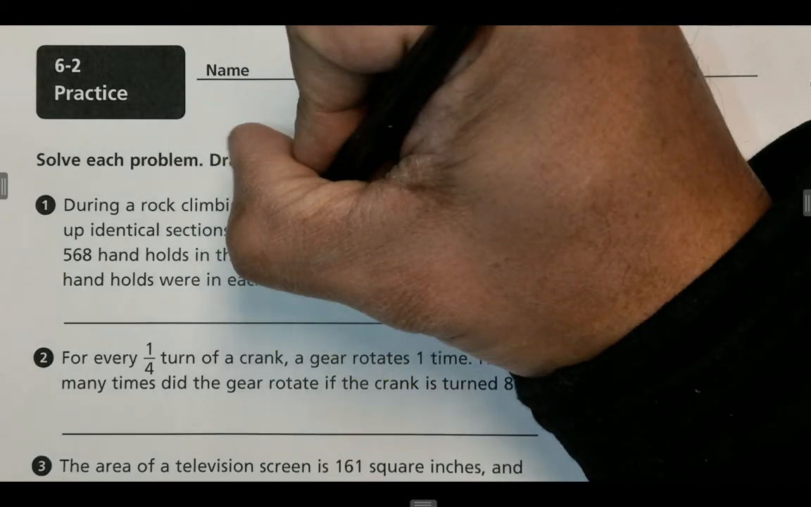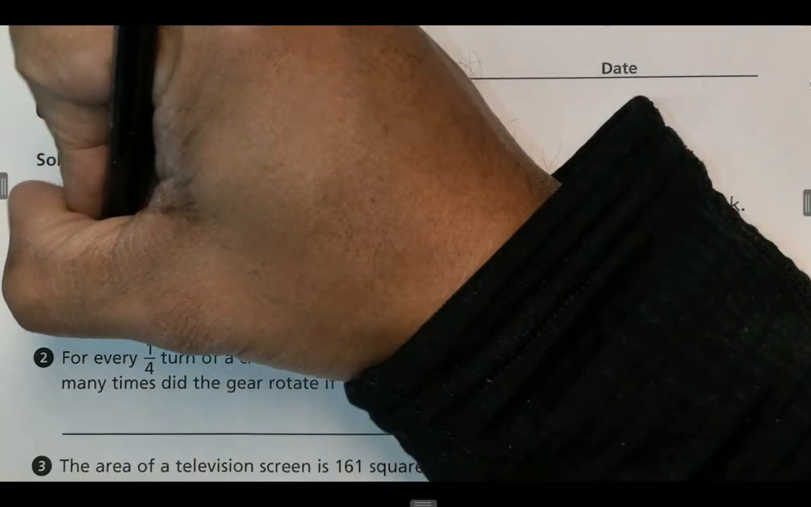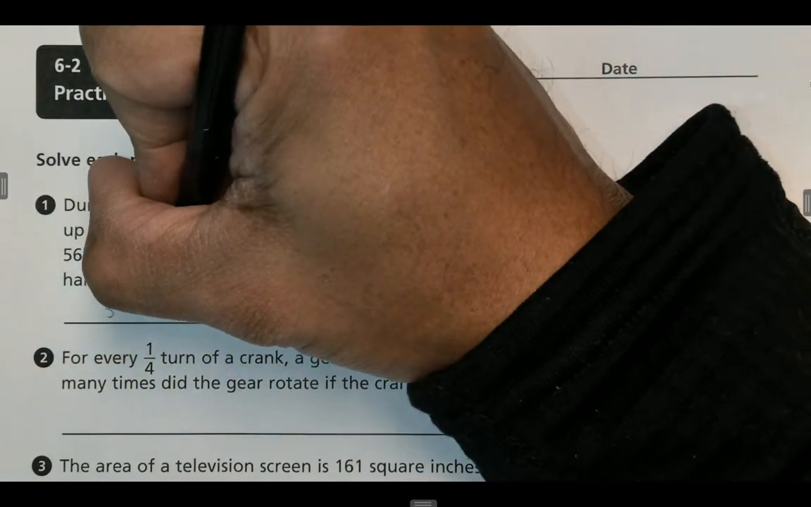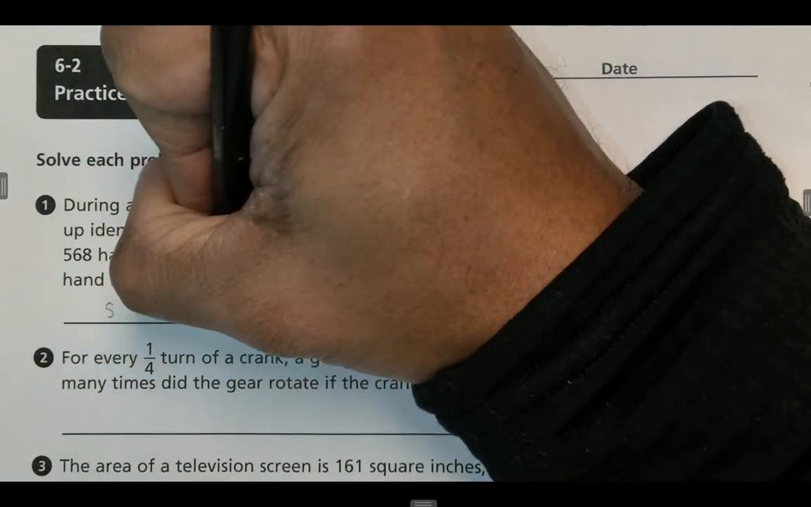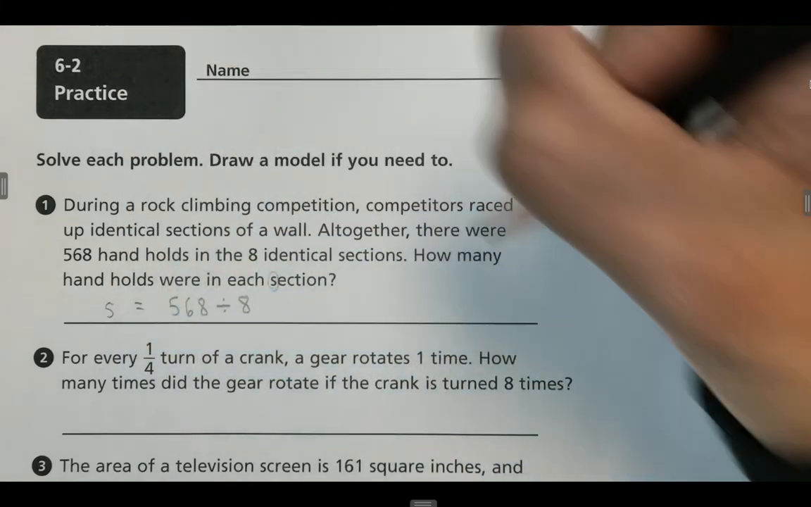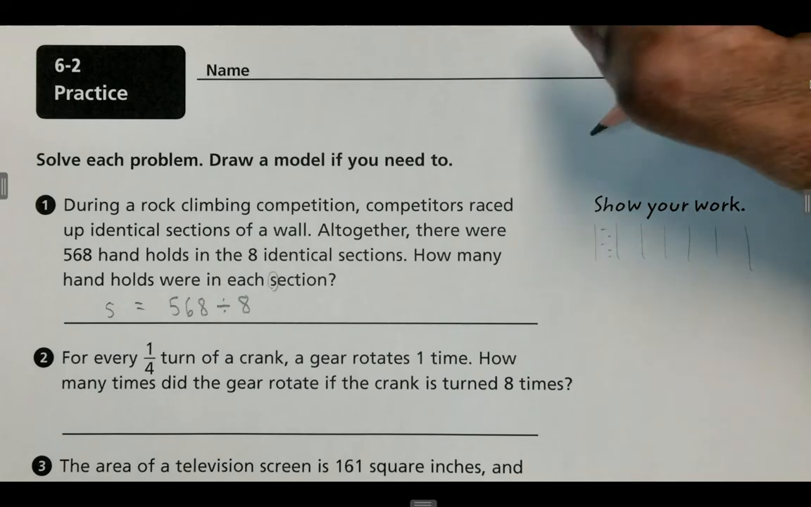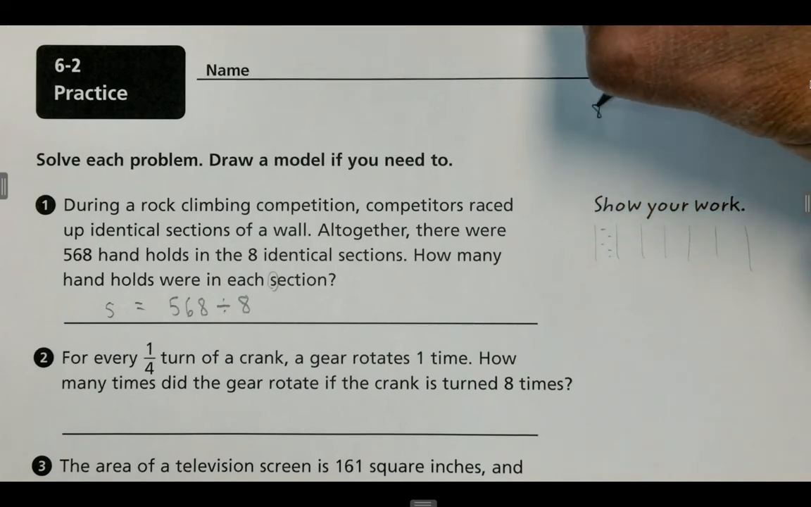So I'm going to use variable s to represent the unknown, and I'm thinking division. The total number of handholds divided by the number of sections. Over here, I'm going to set this up as long division.